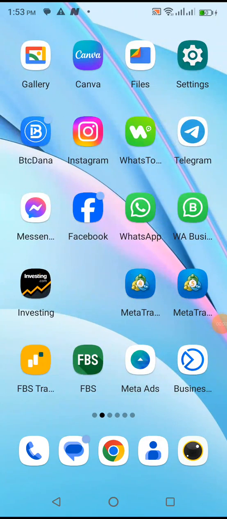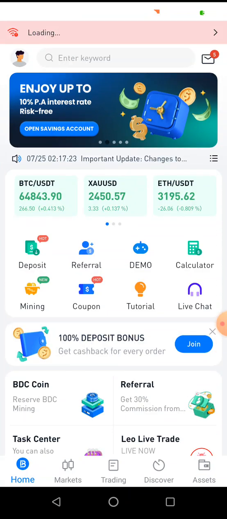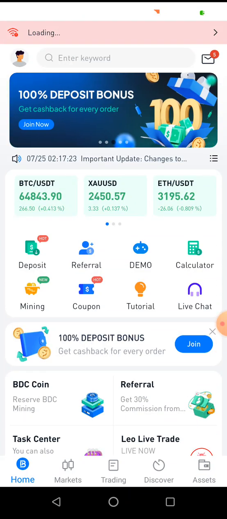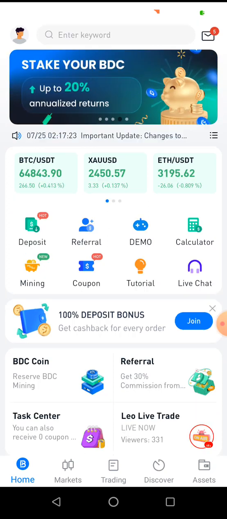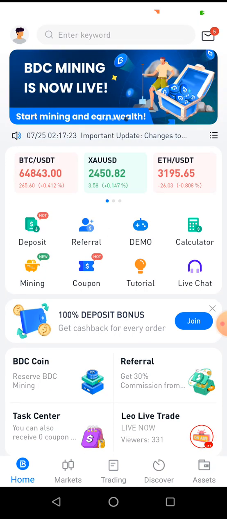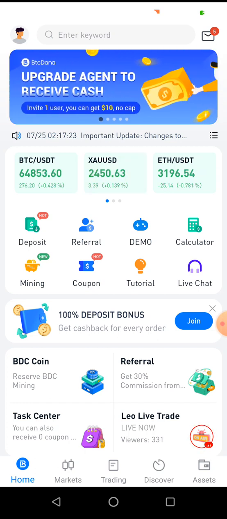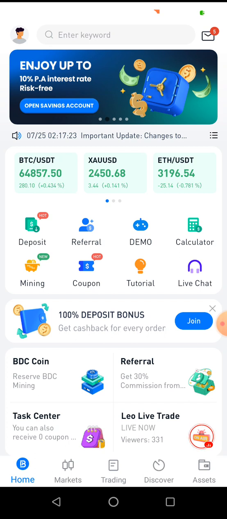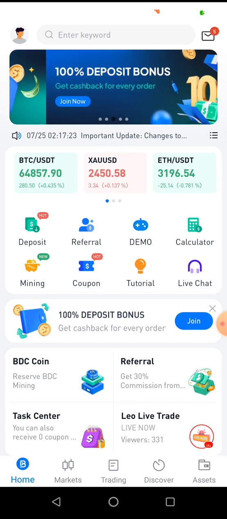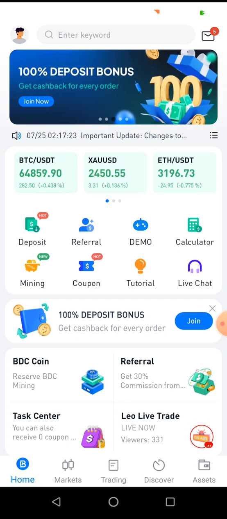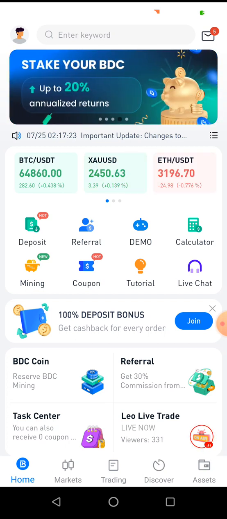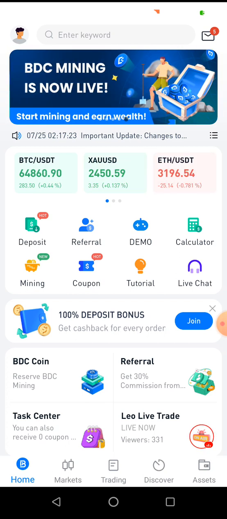Good everyone. I want to show us how to place a trade. Okay, how to place a trade. I want to use BtcDana as an example to show us how to place a trade. So now on BtcDana, this is their homepage.